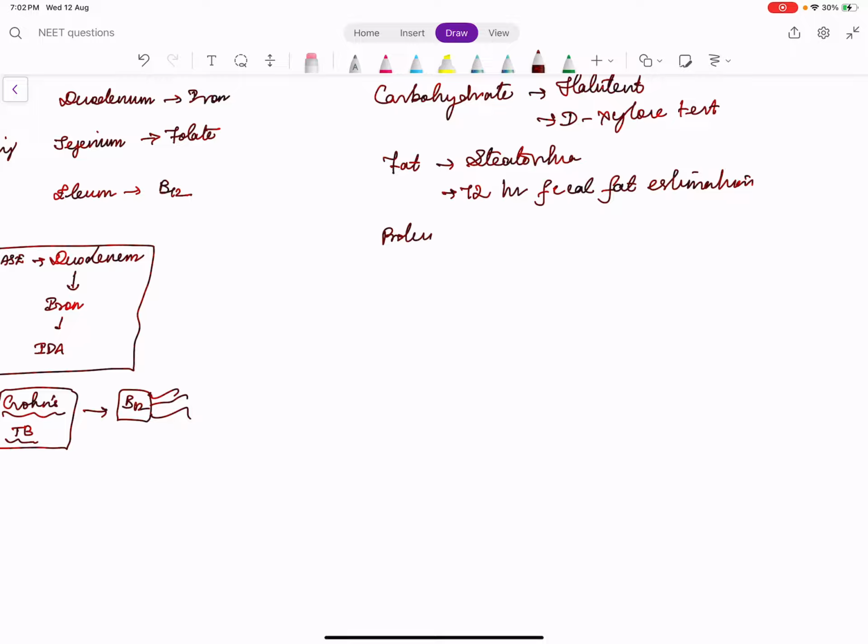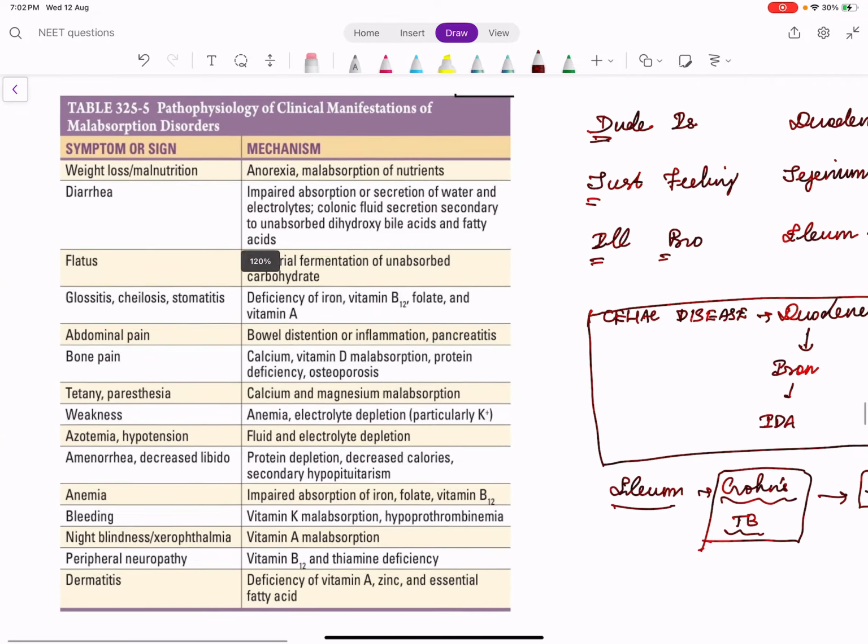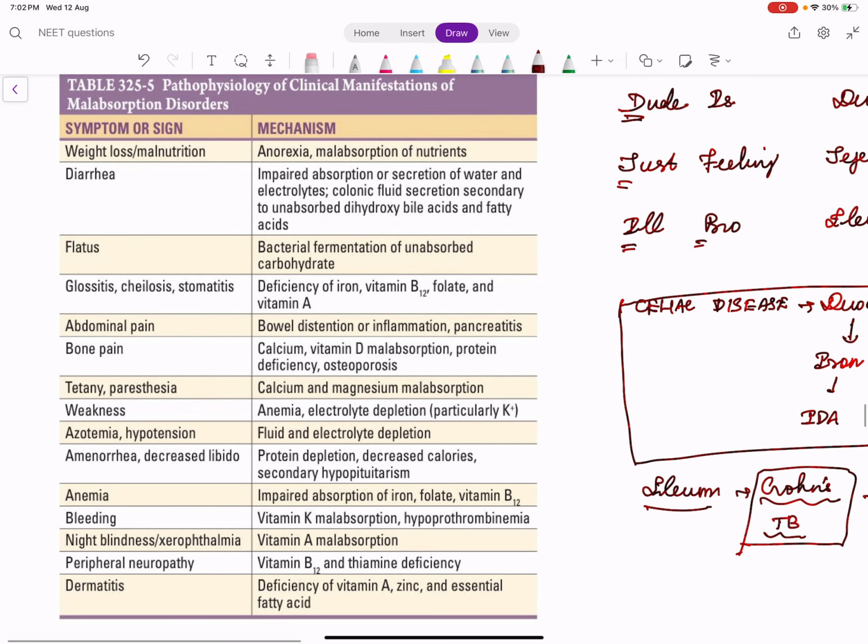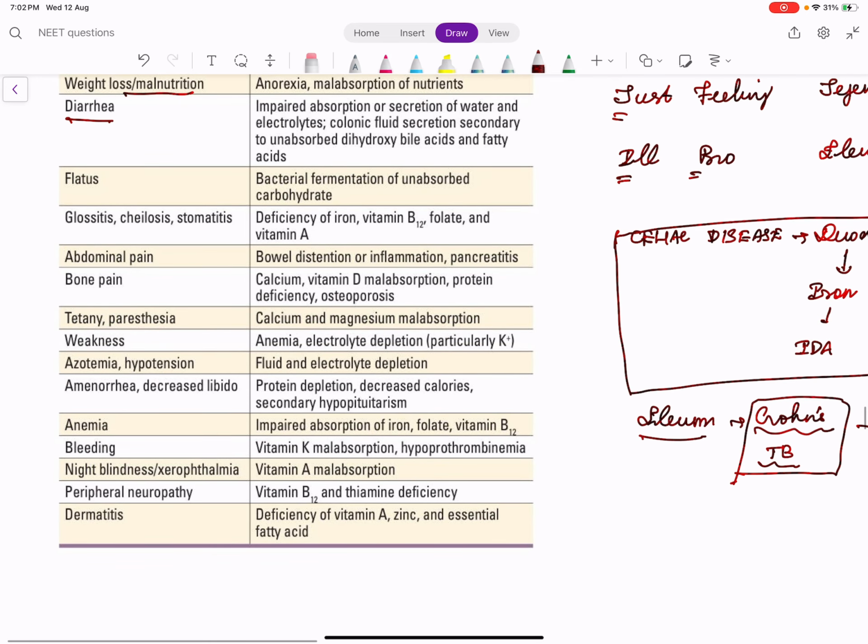Usually proteins are not affected because protein digestion occurs throughout the GIT. So usually proteins are not affected in malabsorption. Usually weight loss and malnourishment will be there. That is the common symptom. And diarrhea is usually the symptom of malabsorption. I told you flatulent dyspepsia is the symptom of carbohydrate malabsorption. To prove that, we have to do the D-xylose test. And glossitis, cheilosis, stomatitis, think of iron deficiency, B12 deficiency, folate or vitamin A deficiency. If there is a clue telling that there is a background of abdominal pain, pancreatitis will be more likely.